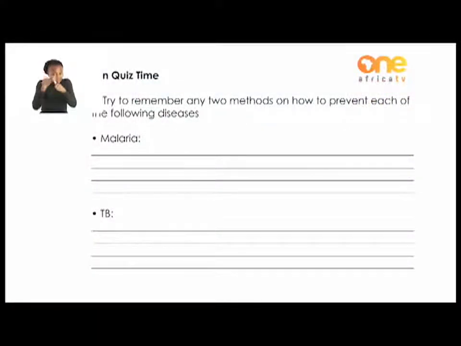Question 1. Try to remember any 2 methods on how to prevent each of the following diseases. Number 1, malaria. 2, TB. Okay, please guys, try to do this on your own without looking at the answers. And if need be, you can ask someone, an adult at home, to assist you.